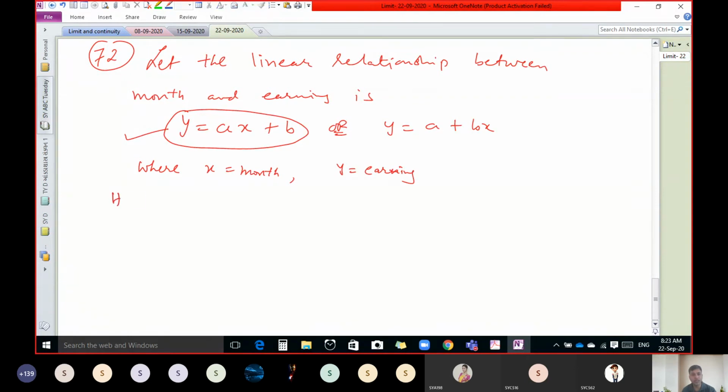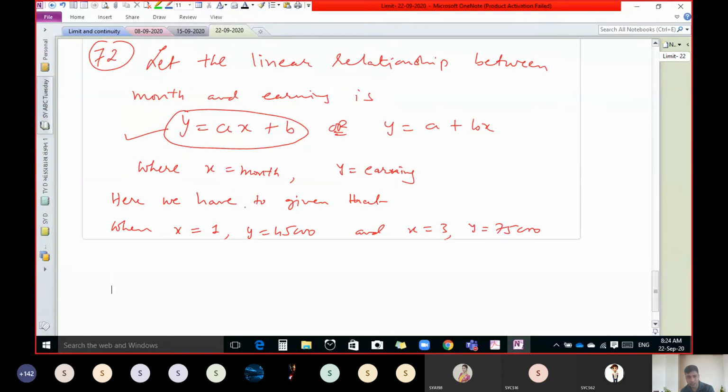So here we have been given that when x is 1, in the first month, earning is 45,000, and in the third month earning is 75,000. On the basis of these two conditions we get two equations. Can you tell me the first one? What is your first equation?